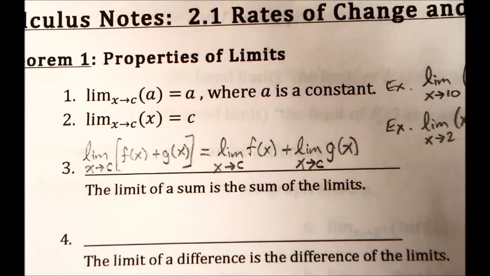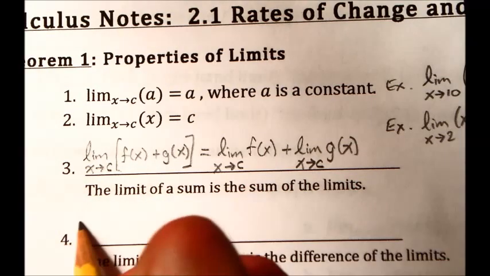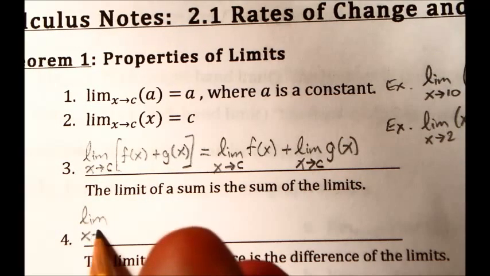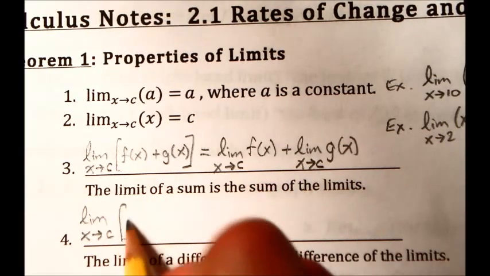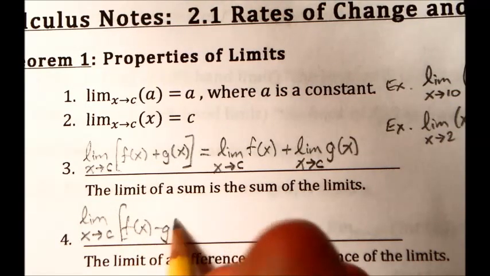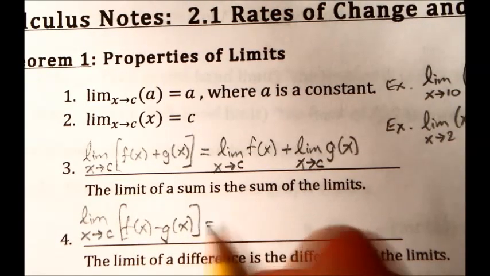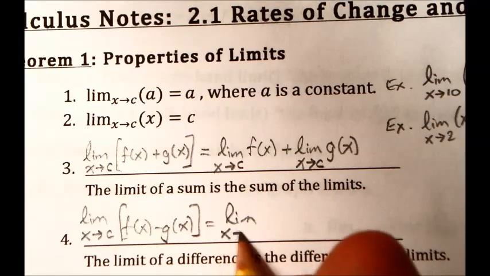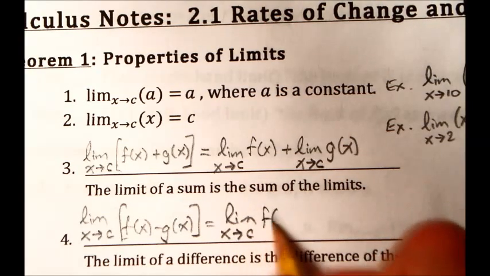The same rule holds true for a minus sign, so you can just write that in here. The limit as x approaches c. Okay, then this one would be f of x minus g of x. And we can split that into two limits, a difference of limits, see?